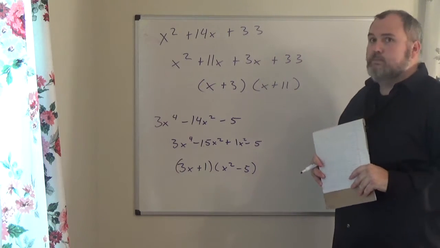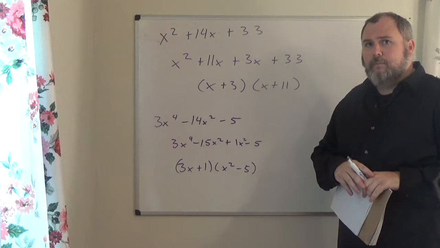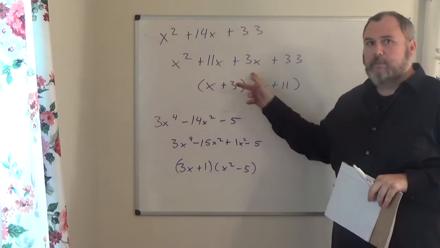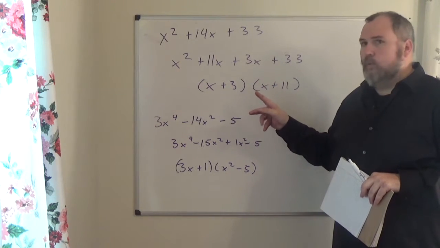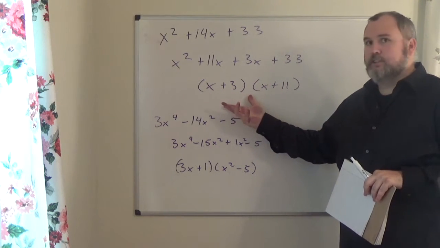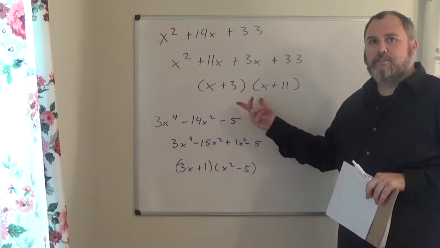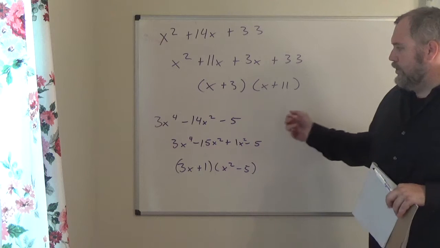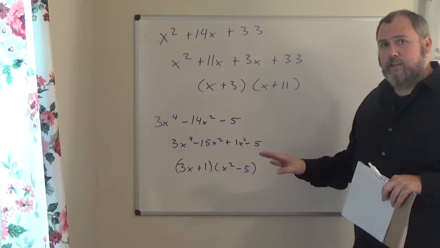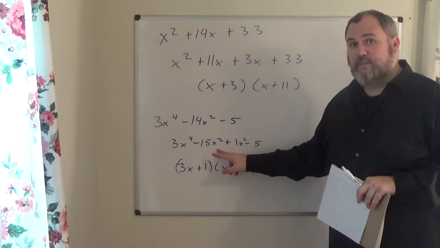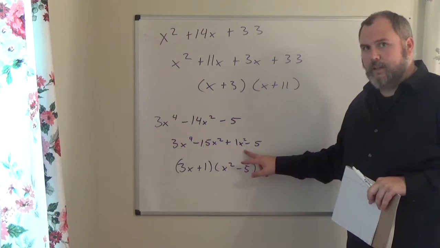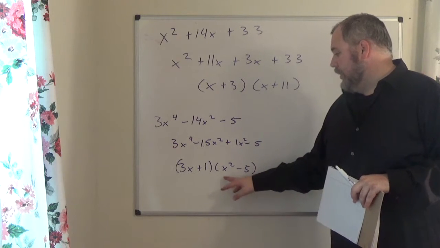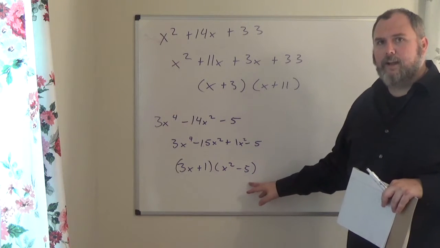For your first problem, you should have seen that your factors would have been 11 and 3, so this would have become your middle term. Once you completely finish your factoring by grouping, you would have got x plus 3 times x plus 11. Alright, for the next one, you should have probably seen that your middle terms would have become minus 15x squared plus 1x squared. Factor all this out, you should have got 3x plus 1 times x squared minus 5.